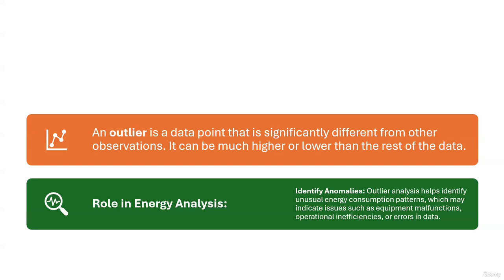What is the role in energy analysis? Outlier analysis helps identify unusual energy consumption patterns, which may indicate issues such as equipment malfunctions, operational inefficiencies, or errors in data.